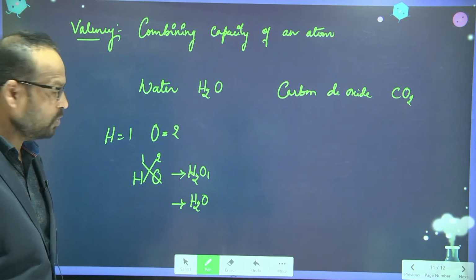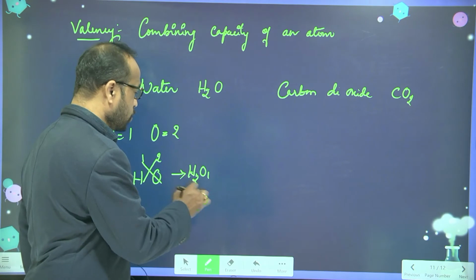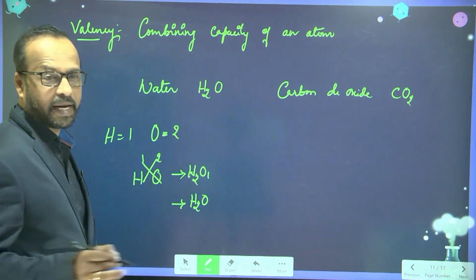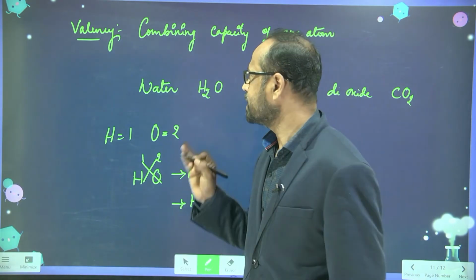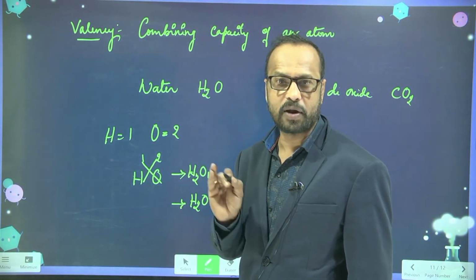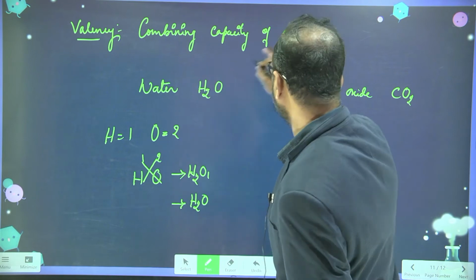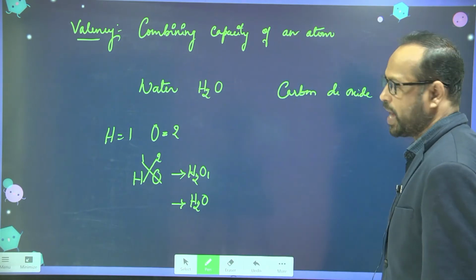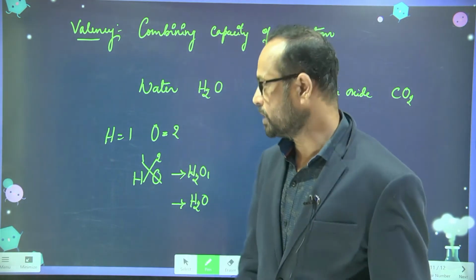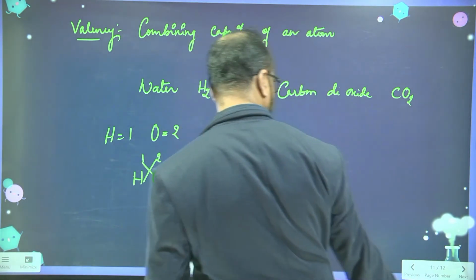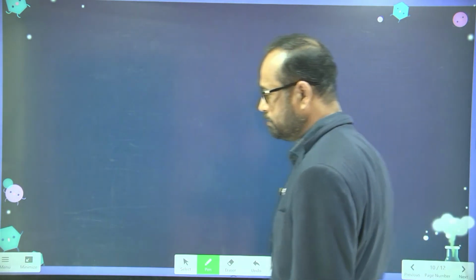Is this clear to you? So valency helps in writing the chemical formula of the compounds. Valency helps in what? Writing the chemical formula of the compound. So combining capacity of an atom is called valency. Is there any other definition? Yes. Other definition is also there students. So how can we define other definition for valency?